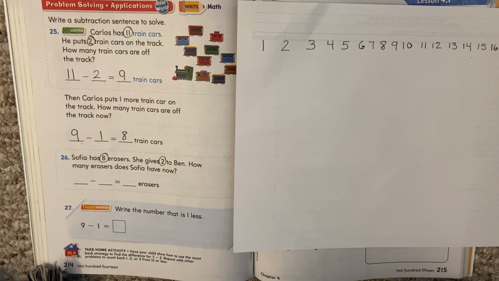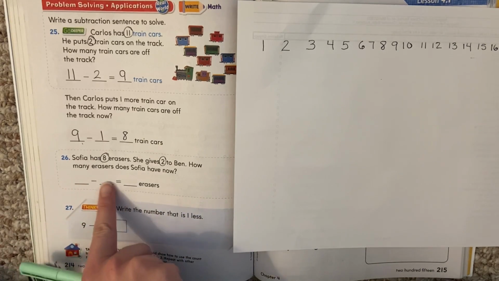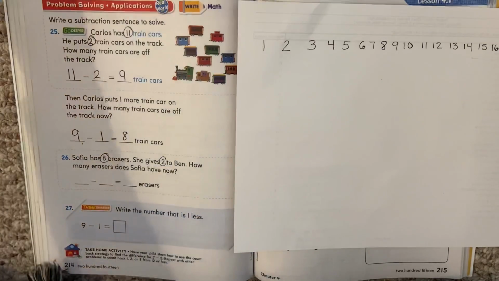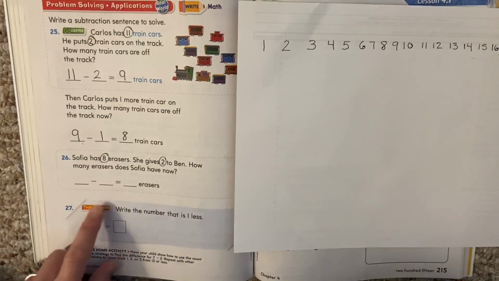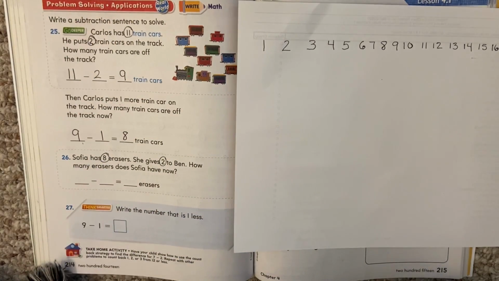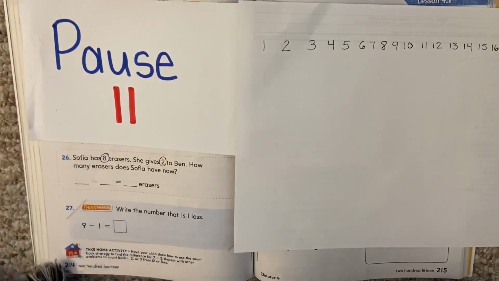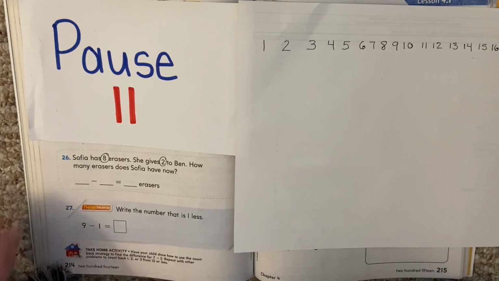All right, let me read that again. You're going to fill this in and use your number line to solve. Sophia has 8 erasers. She gives 2 to Ben. So she's giving them. What is she doing? She's taking away. Look. How many erasers does Sophia have now? So you're going to pause, use your numbers to fill this in, and solve.